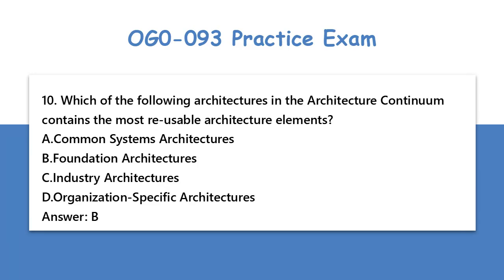10. Which of the following architectures in the Architecture Continuum contains the most reusable architecture elements? A. Common Systems Architectures. B. Foundation Architectures. C. Industry Architectures. D. Organization-Specific Architectures.